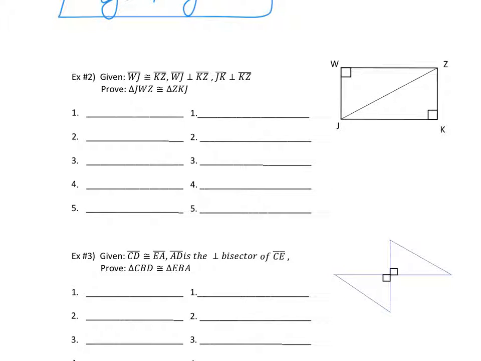So this first one, remind me what you want to do before you even start the proof. You want to mark it up, okay? So they told us WJ congruent to KZ, so mark those congruent. They told us WJ is perpendicular to KZ. They already marked that for us with a right angle. And JK perpendicular to KZ, they already marked for us as well. So we have all that stuff marked, okay? Our first step is what? The given. Did you all get that point on your quiz? Yes. Hopefully. All of this information is going here.